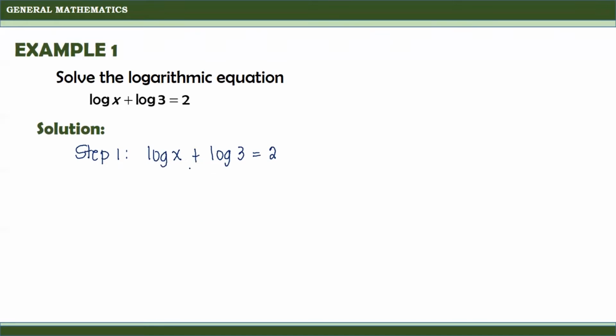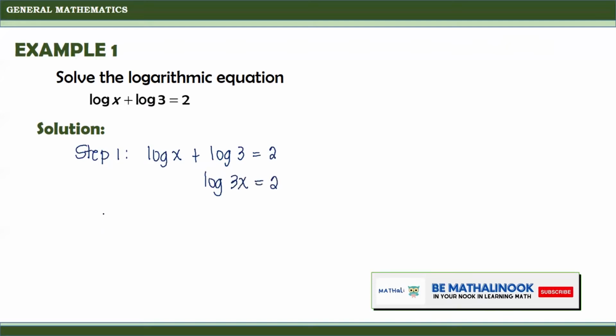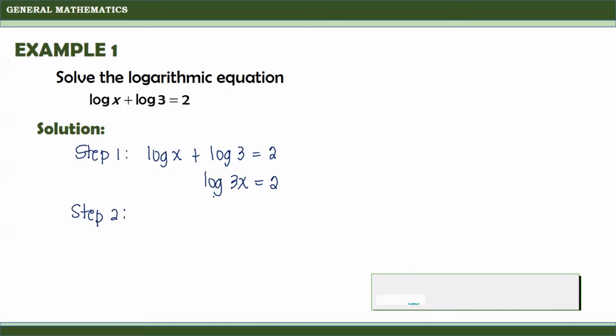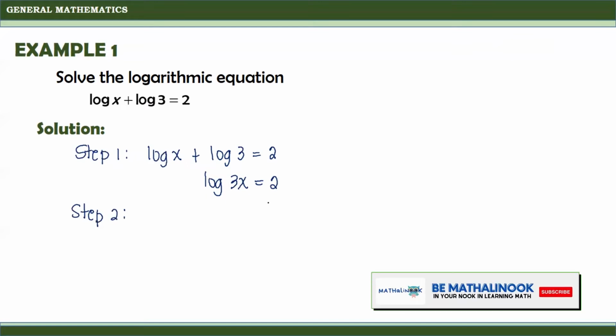Notice that we have addition here, so by using property number 1, we will be multiplying x and 3. So we will have logarithm of 3x equals 2. Next step, if needed, let us express this equation into exponential form.